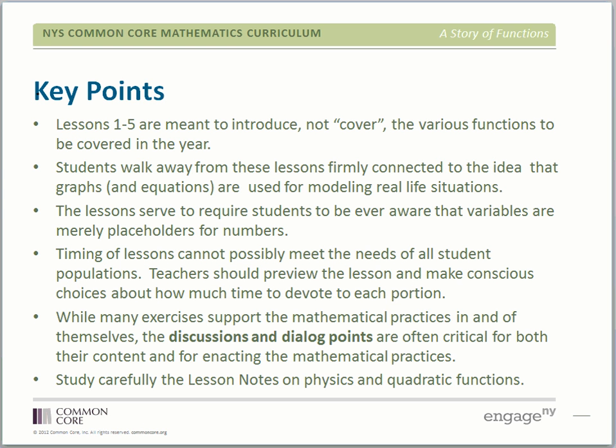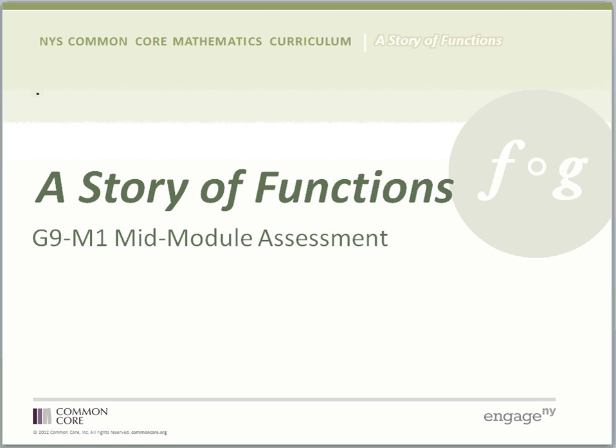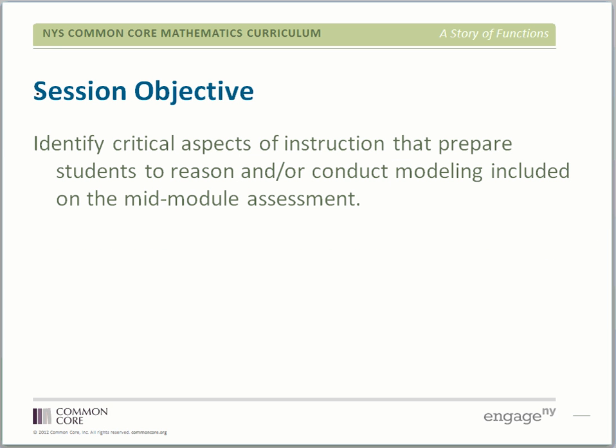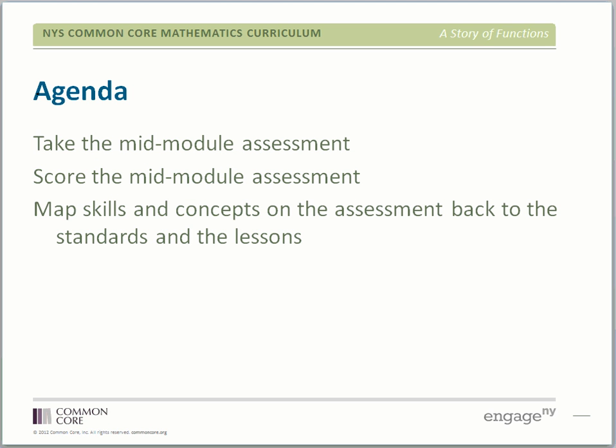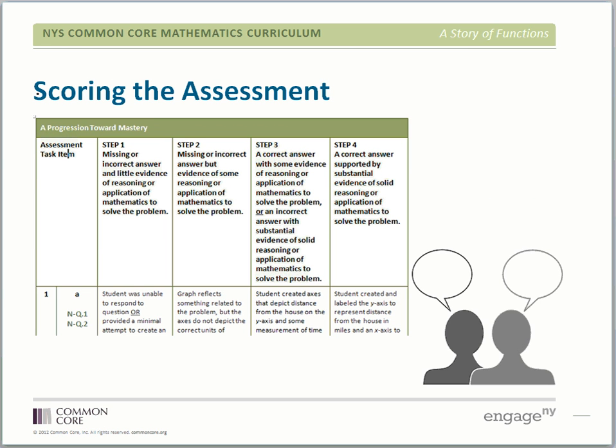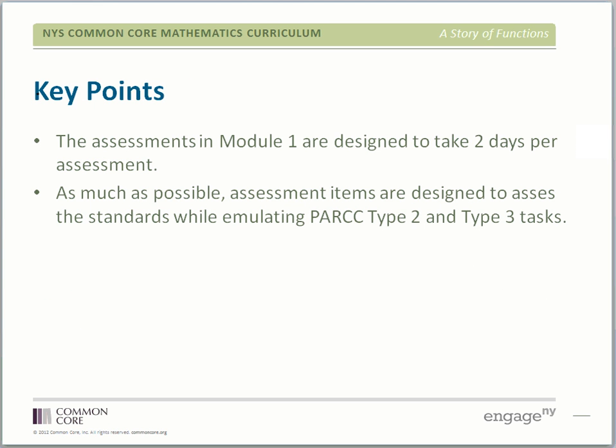Study carefully the lesson notes, especially on the physics and quadratic functions. It gets more complex. I found the notes very helpful to understand. The assessment is embedded within it, and it can be tricky as well. Basically, there's going to be tons of modeling on this mid-module assessment. If you have the time, which I highly, highly, highly recommend, you need to take the mid-module assessment, score it yourself, and figure out how we're looking at the important learning standards. They give you the rubric. It's pretty self-explanatory. You've got a stepwise rubric that's progressive through mastery. Level 4 is the highest. I'll leave that for you to look at.